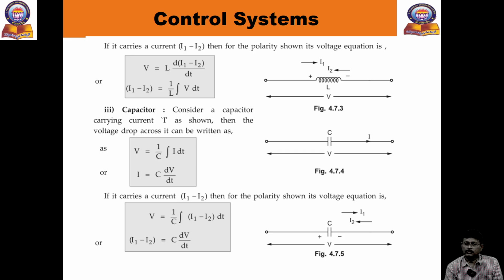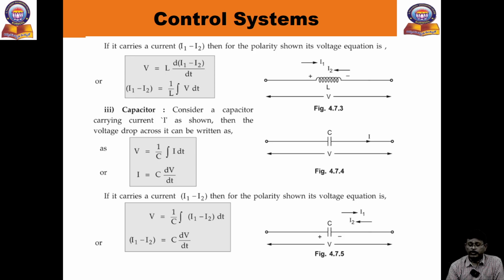Similar to the previous case of the resistor, consider the two currents. For the resistor, V equal to (I1 minus I2) into R. Similarly, for the inductor, V equal to L d(I1 minus I2) by dt. Coming to the current, I1 minus I2 equal to 1 by L integral V dt. These are the basic equations you must keep in mind and remember. As electrical students, you must know the basic equations of the basic elements.